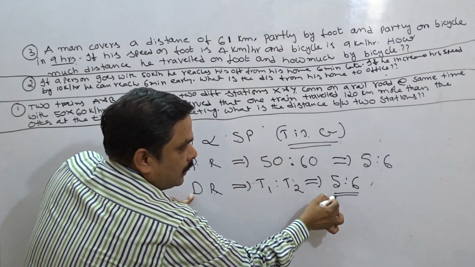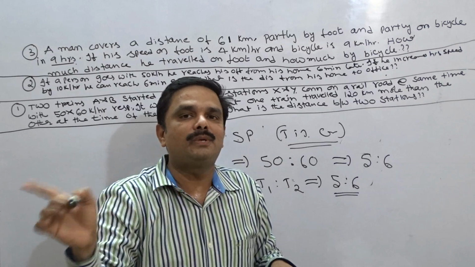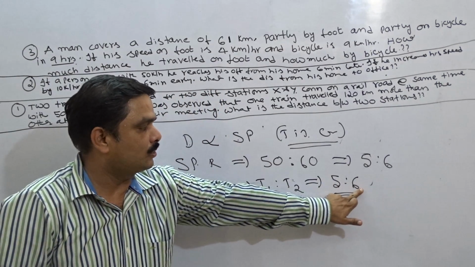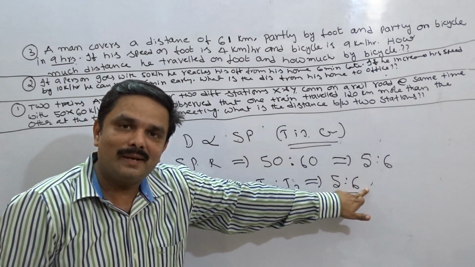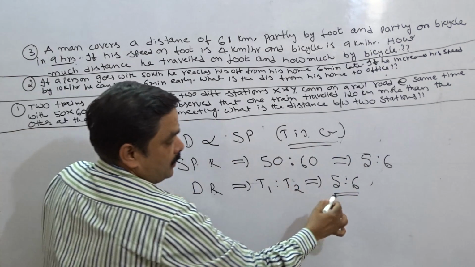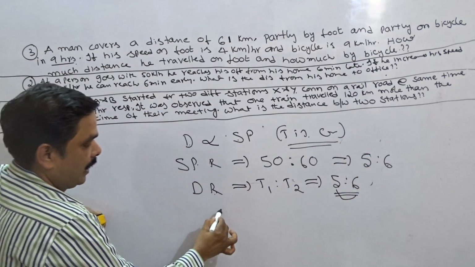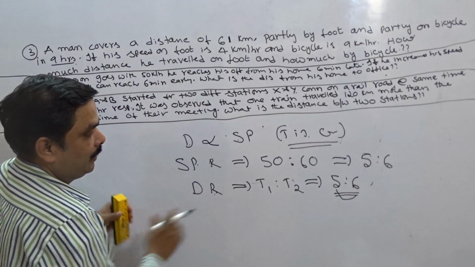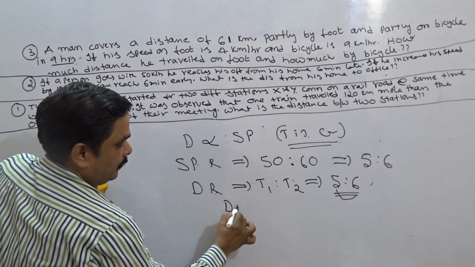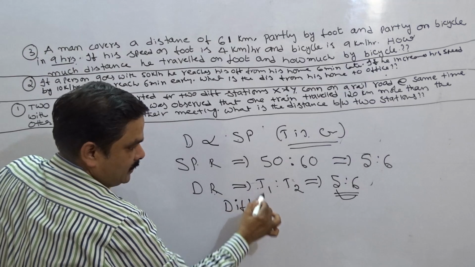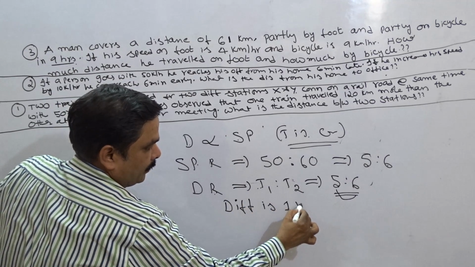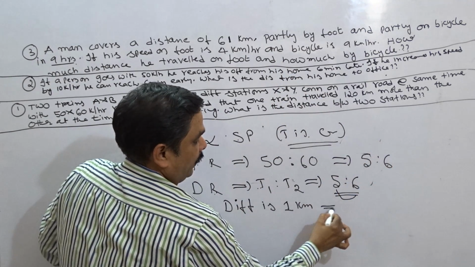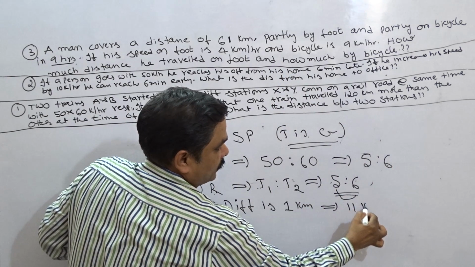Now, 5:6. What do you mean by distance ratio 5:6 between two trains? If the first train travels for 5 kilometers, the second train should travel for 6 kilometers. Alright, what does it mean? The difference between these two is 1. I am going to use the unitary method here. When the difference is 1 kilometer between the distance traveled by the two trains, both together have traveled 5 plus 6, 11 kilometers.